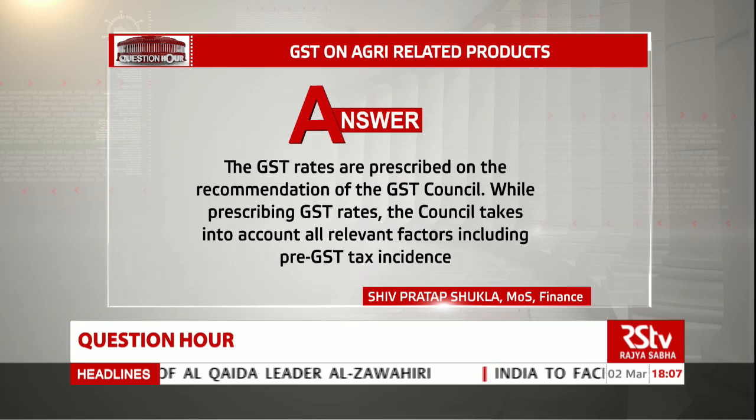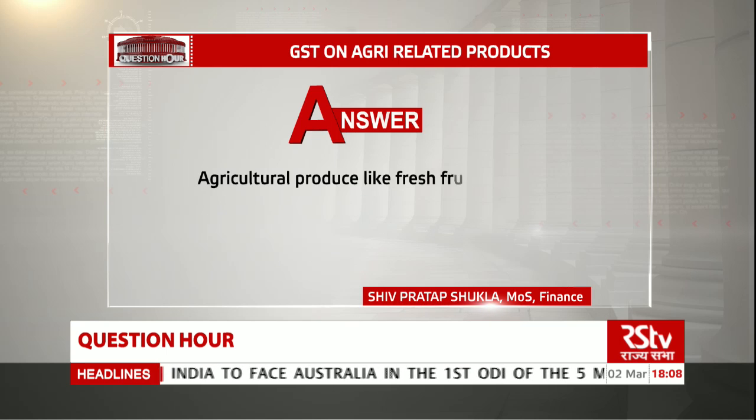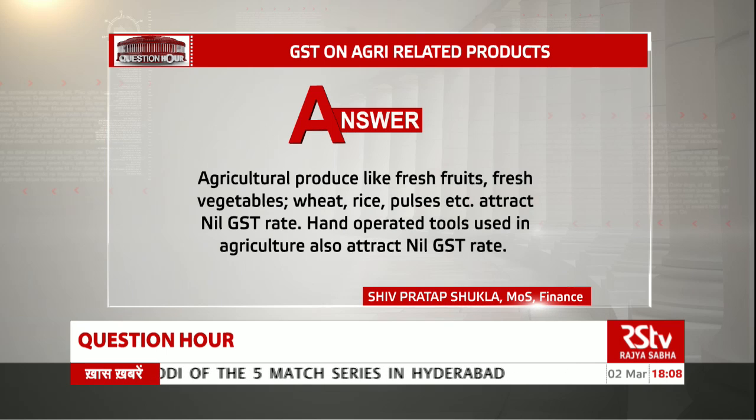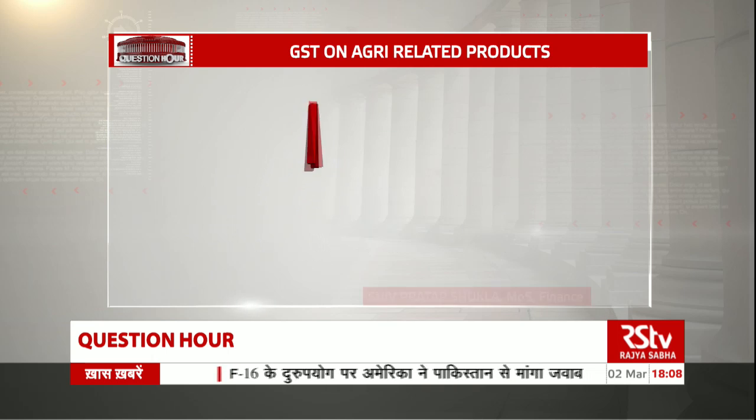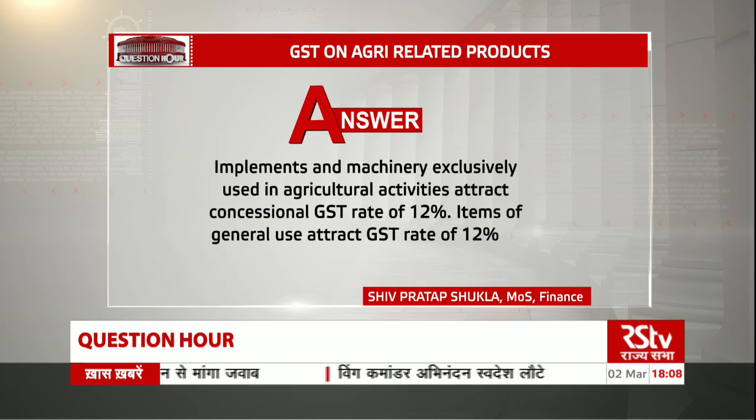Now, broadly, GST rates for agriculture sector, as demanded by the member, are: agriculture produce like fresh fruits, fresh vegetables, wheat, rice, pulses, etc., other than those which are put up in unit container, attract nil GST rate. Hand-operated tools used in agriculture also attract nil GST rate. Implements and machinery exclusively used in agriculture activities in general attract concessional GST rate of 12%. And the last, items of general use attract GST rate of 12% to 18%.